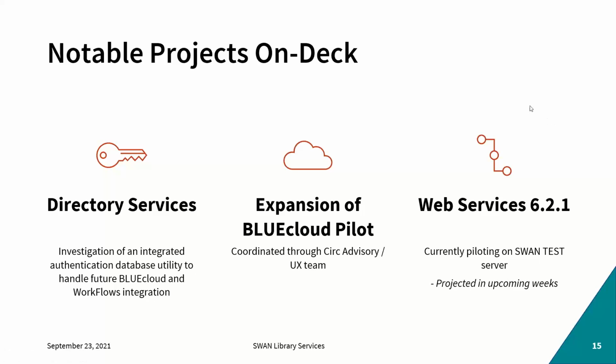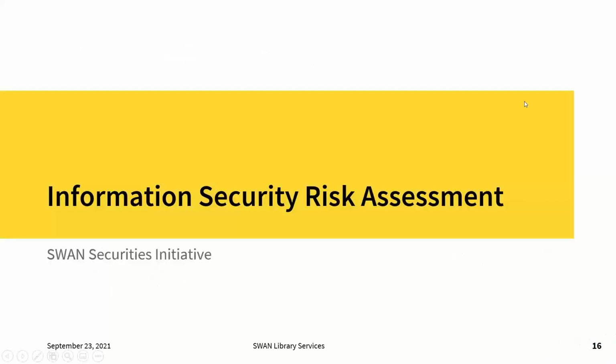So the next project that I want to talk about is kind of a recap of some of the information that we went over in the quarterly, and that is the SWAN Information Security Risk Assessment. And this ties into the SWAN Securities Initiative. I want to recap some of this because I think it's really important for IT folks and really any library staff to know. So if you missed the quarterly, we'll have a chance to catch up. And if there were questions you wanted to ask at the quarterly, you're welcome to shout them out here.